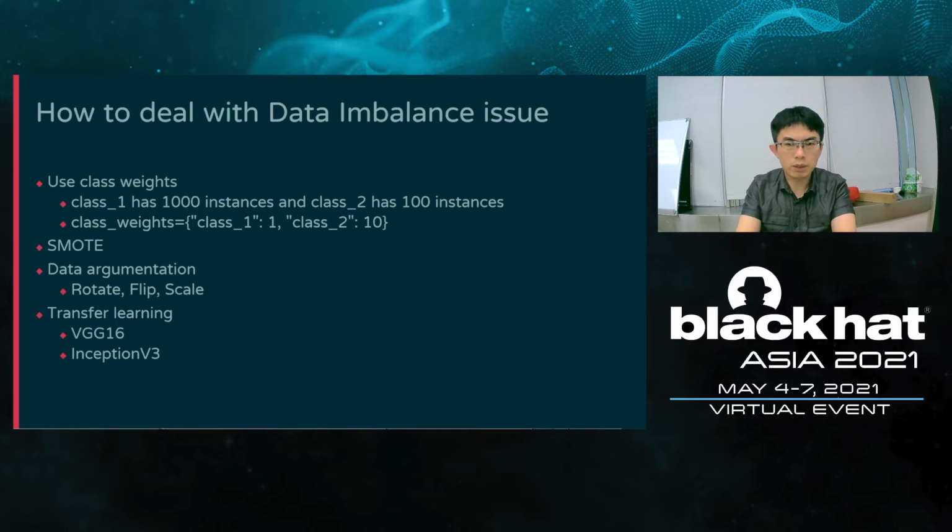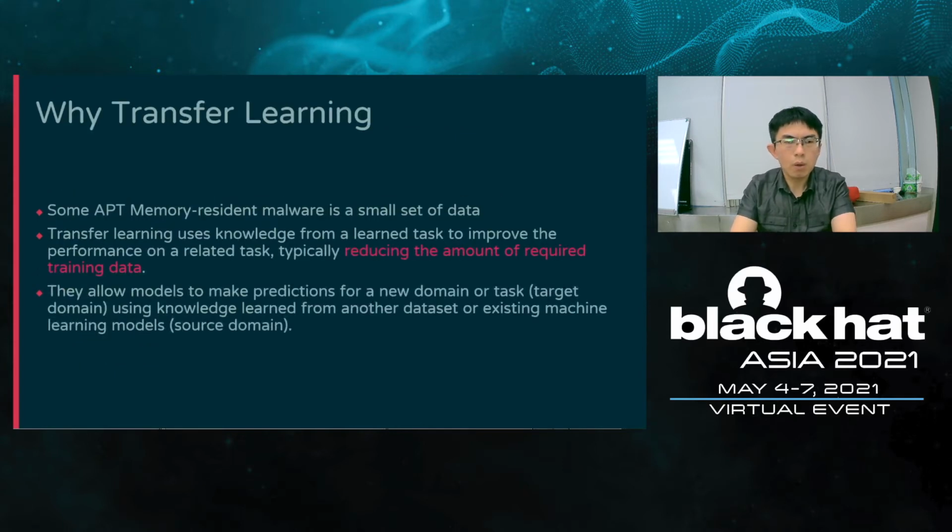Why do we choose transfer learning? Because some APT memory malware has only a small set of data. Transfer learning uses knowledge from a learned task to improve performance on a related task. It typically reduces the amount of required training data.